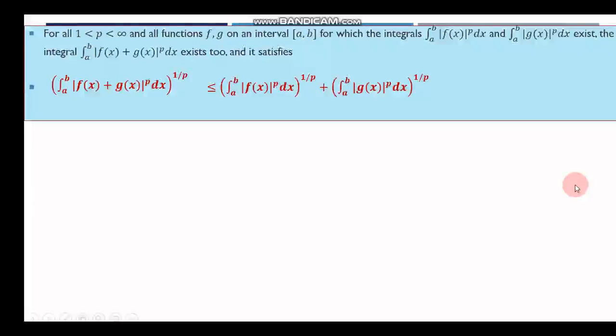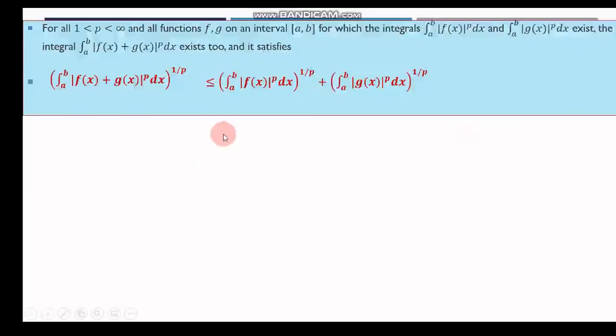Okay, next is the integral form of Minkowski's inequality. It is for 1 less than p less than infinity. You have to see this, which is not the case p equal to 1 or p equal to infinity. Just for 1 less than p less than infinity, the functions on the closed interval a comma b, the integral of mod f of x raised to p dx and the integral of mod g of x raised to p dx exist, in the sense of Riemann integral.